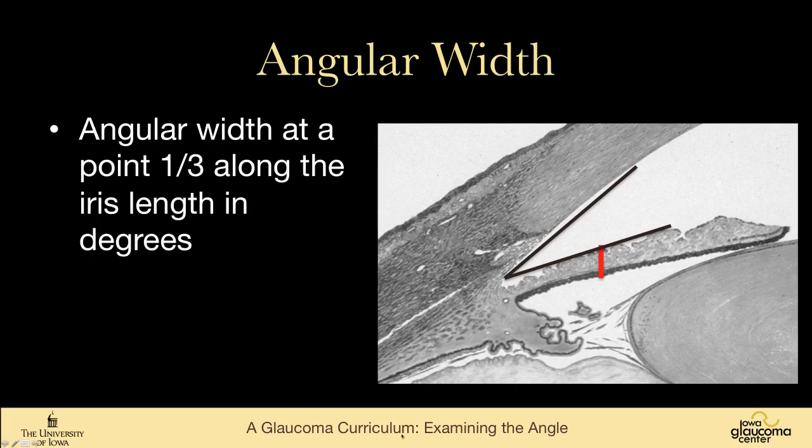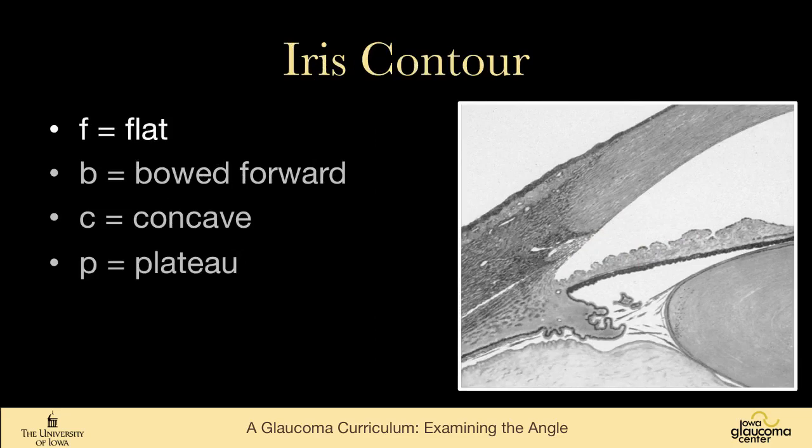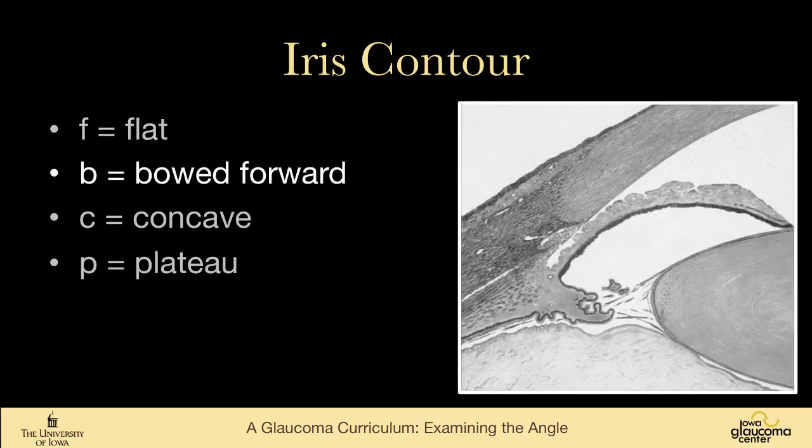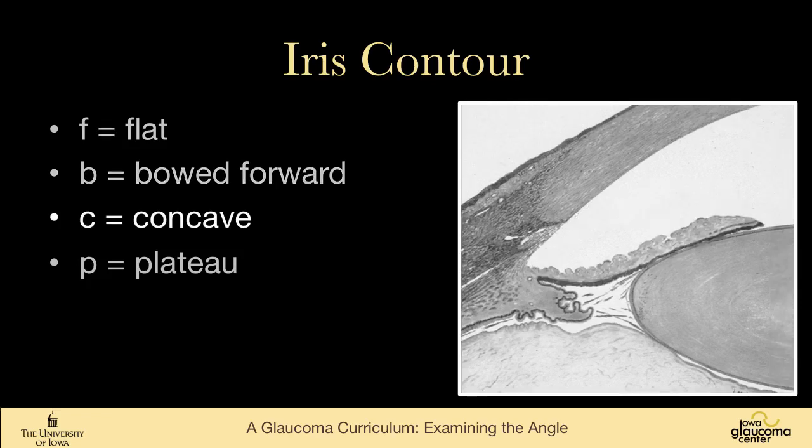And the Spaeth system specifies that this is done a third of the way along the length of the iris. So I used my protractor in this case and found that this was 25 degrees. And lastly, we talk about the contour of the iris, what the shape of the iris is. In this case, this is a flat iris, so it gets the letter F. This iris is bowed forward, so it gets the letter B. This is concave, like you would see in pigment dispersion, for example.